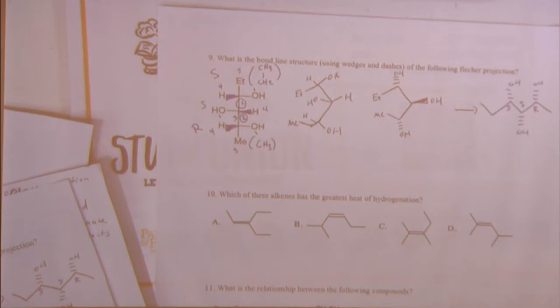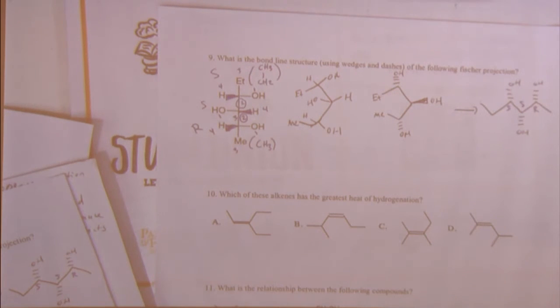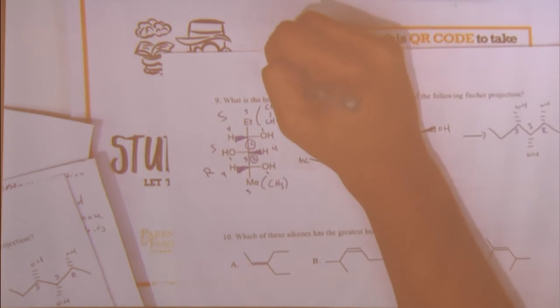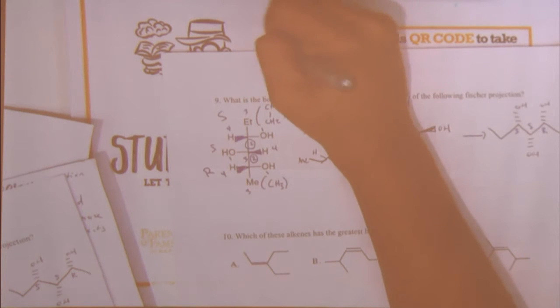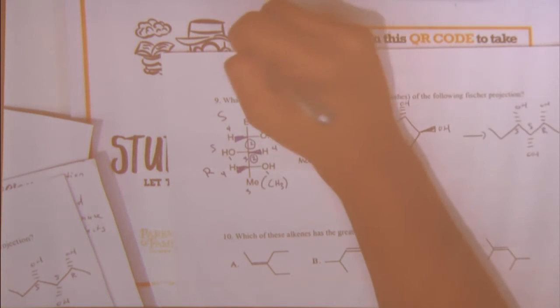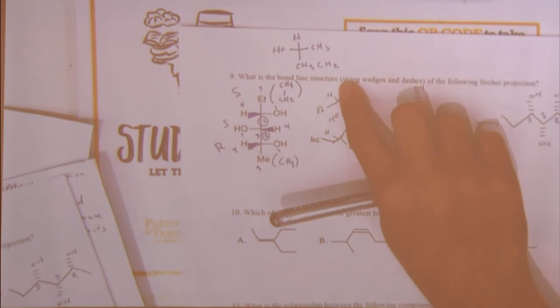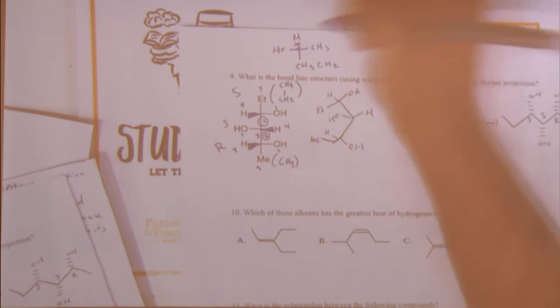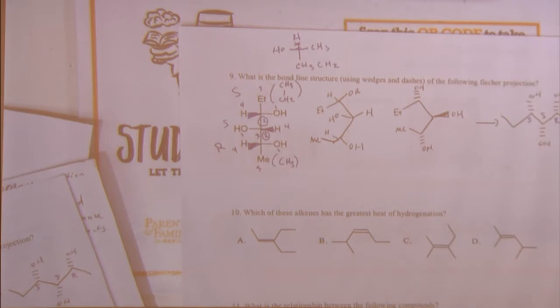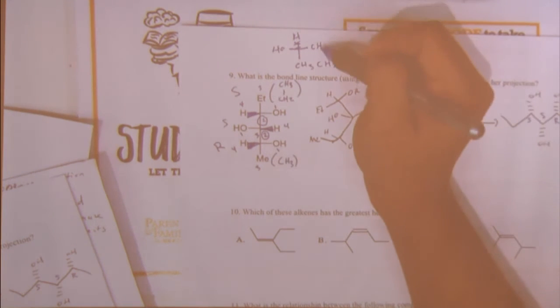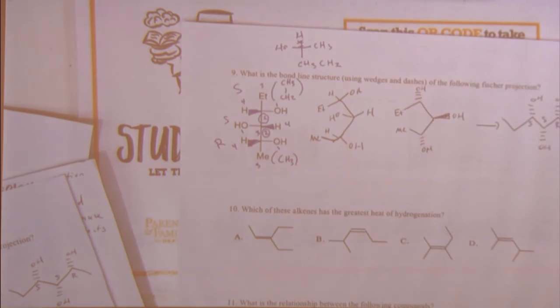Because the Fischer projection is characterized by anything on a vertical bond being a dash and anything on a horizontal bond being a wedge. So unless they gave you a Fischer projection and happened to be really nice and give you the H up here, maybe make it look something like this, then the H happens to be on a dash. But they usually don't give it to you like that. They usually give it to you with the H on the right side, or, yeah, on one of the sides.